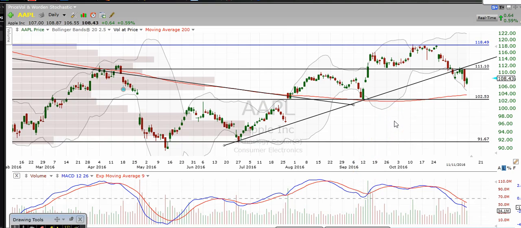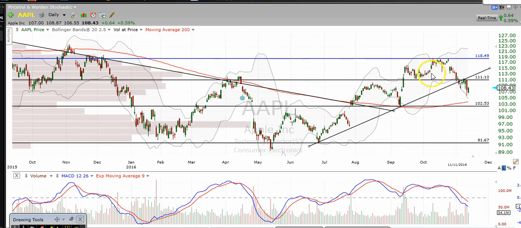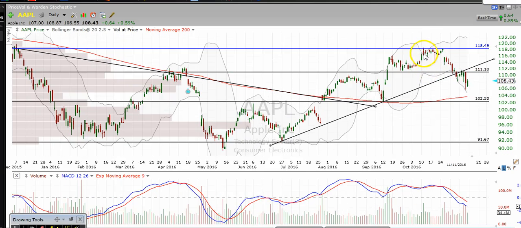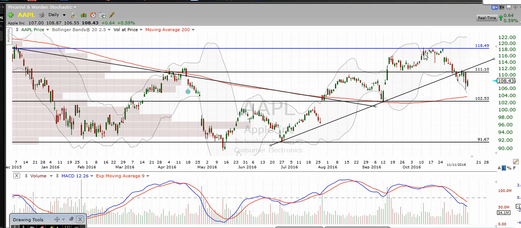Alright, so we're going to take a look at Apple first, and I want to point out a couple things here on Apple. We're just going to review. We liked Apple for a long back here. Once it broke over this downtrend line right here, we actually got long at our site and the members took profits, as well as myself, up here near 118. We took profits on this day right there as it hit that target on that first day.